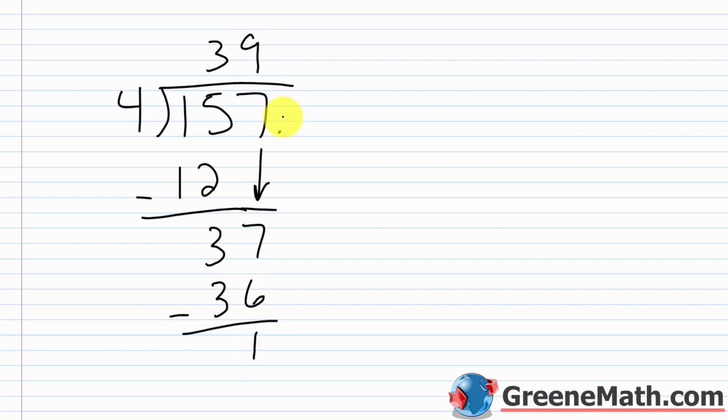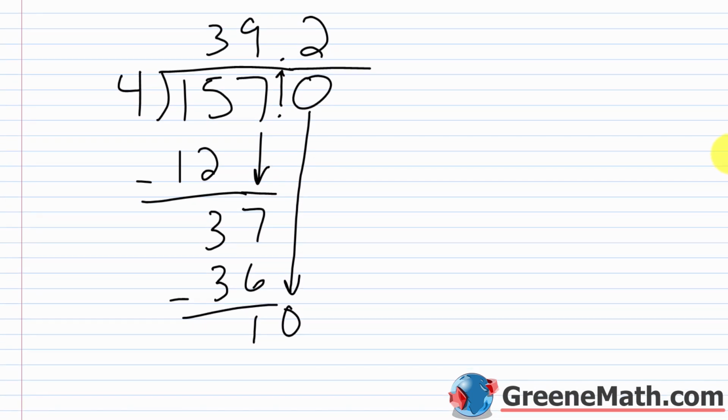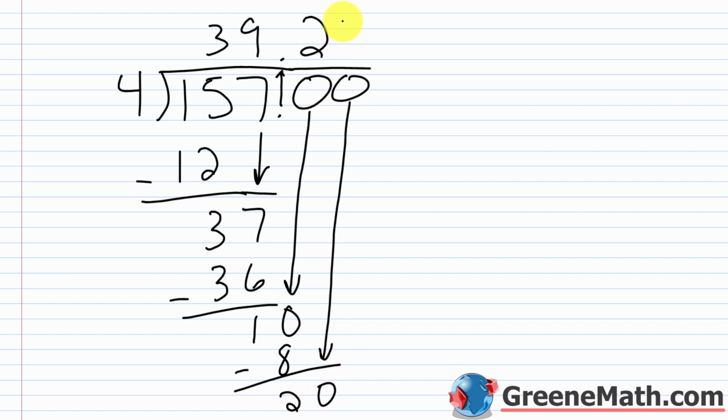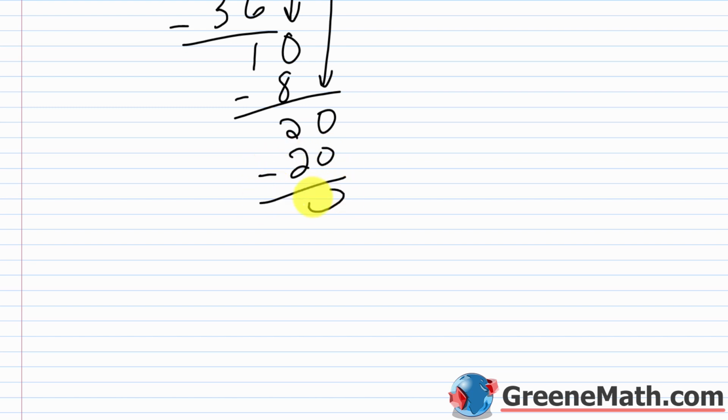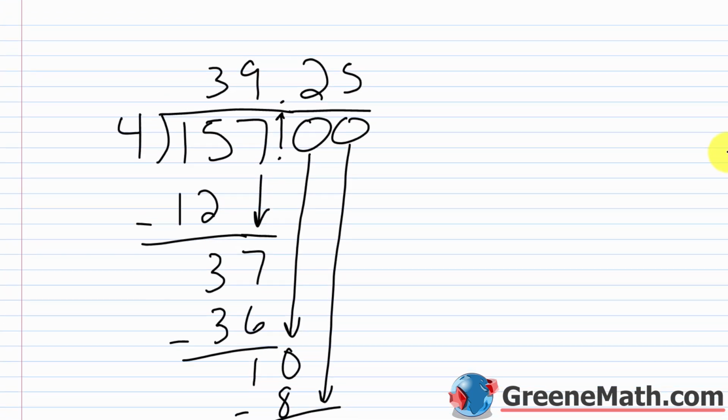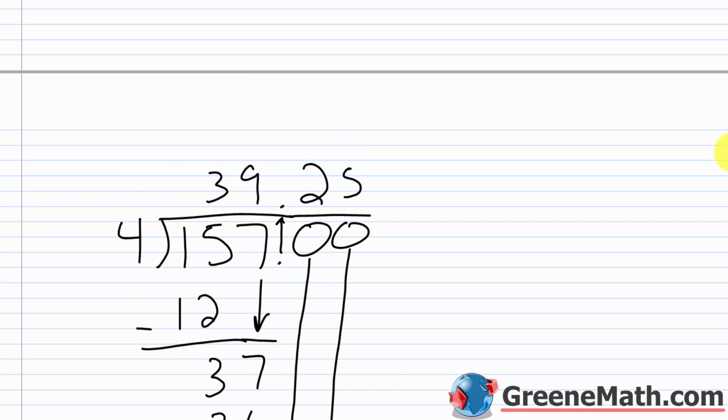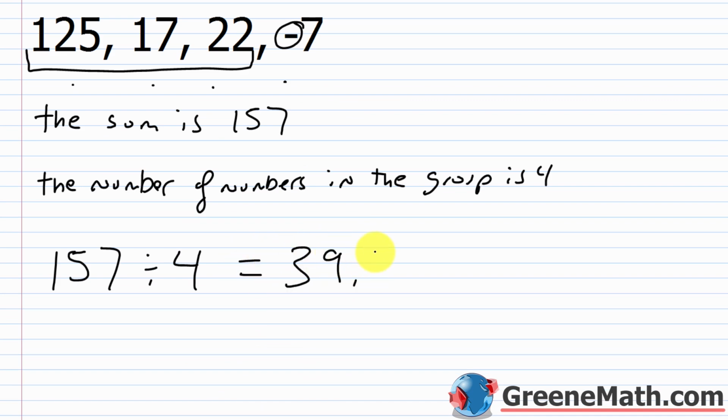So to continue this, I can put a decimal point and bring it up into the answer. Put a 0 here and bring that down. 4 goes into 10 twice. 2 times 4 is going to give me 8. Subtract, and we'd have 2. Put another 0 and bring that down. 4 goes into 20 exactly 5 times. 5 times 4 is exactly 20. Subtract, and we get 0. So we get 39.25 as our answer. Again, this is the mean, or what we call the average.